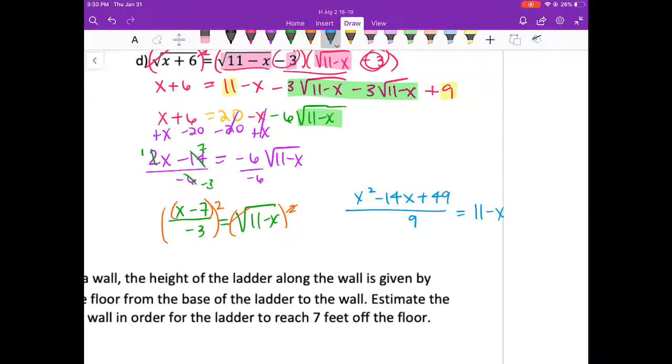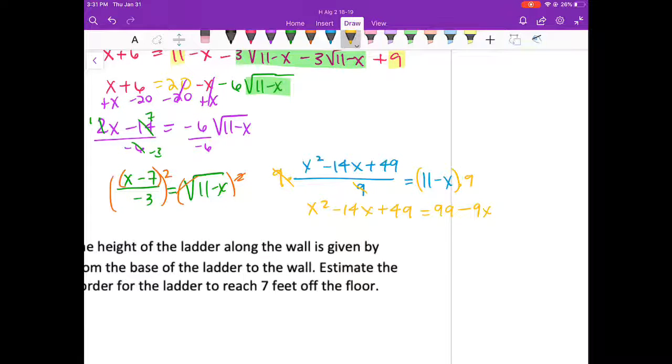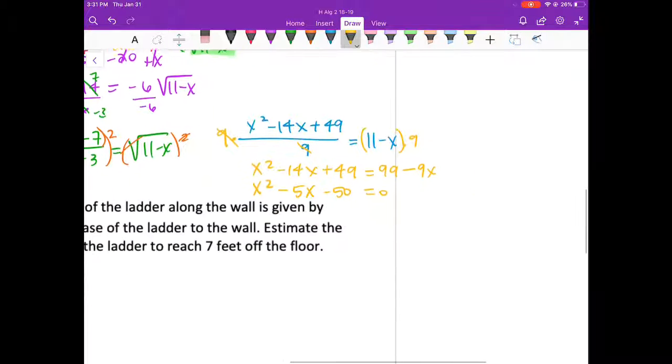And then I would say we've got a couple different options, but you want to know something? I don't like that 9 in the denominator, so let's just multiply both sides by it and be rid of it. So it's gone there. I have x squared minus 14x plus 49 equals 99 minus 9x. Well, now from here, I'm able to solve like I normally solve quadratics. So I want 0 on one side, so I add 9x, so x squared, and then minus 5x, and then I would subtract that 99, so I have minus 50 equals 0.